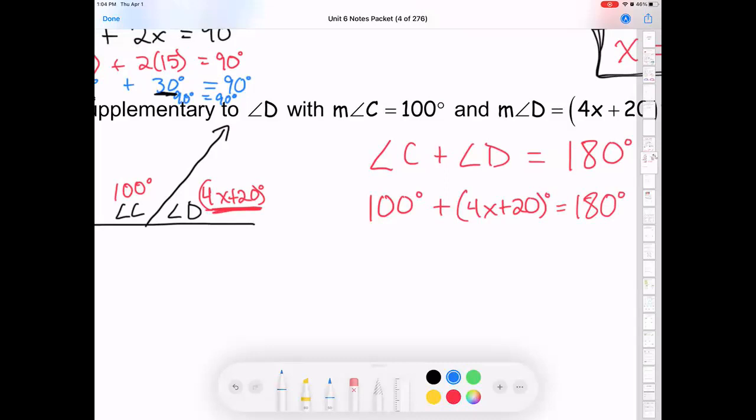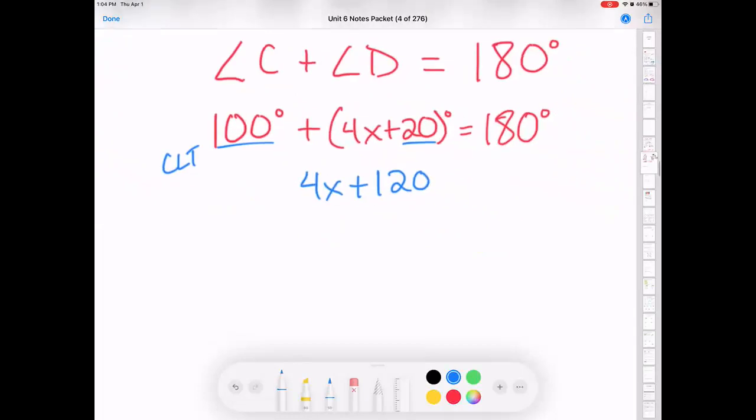Now my goal is really just to solve for x. And to accomplish that, on my left side, I'm going to combine like terms. So I have 100 and this 20 that I can actually bring together and get a total of 120. Now that 4x couldn't really be brought together with anything, so we're just going to drop him down. Equals our 180.